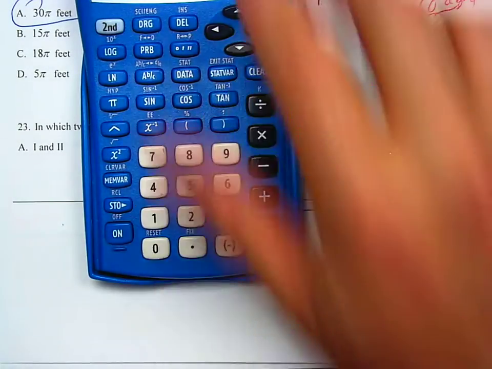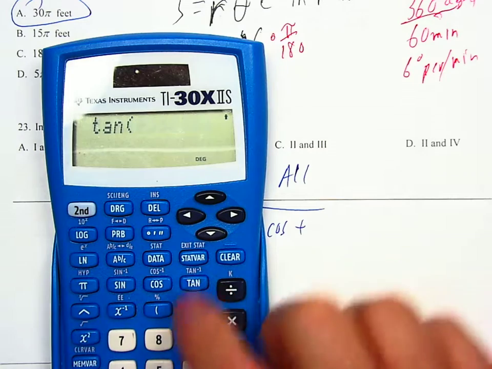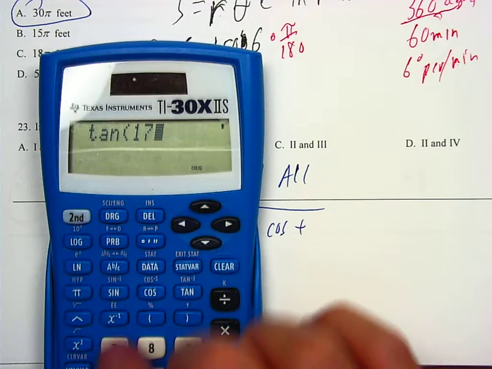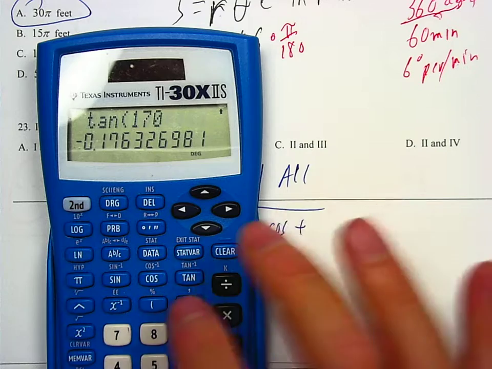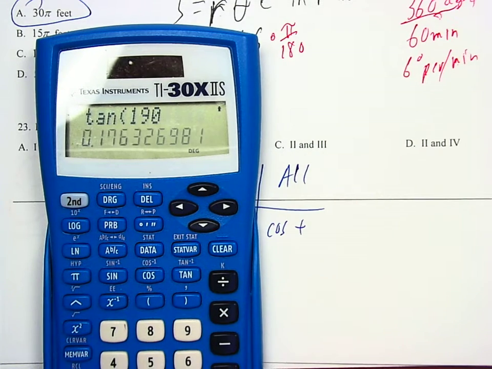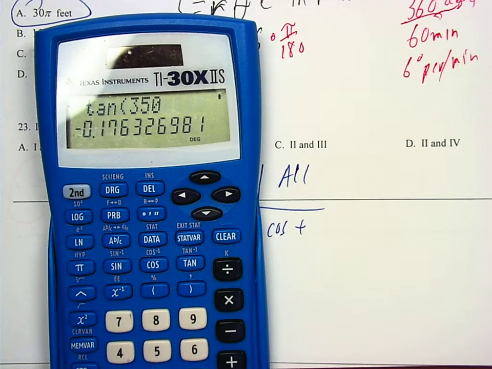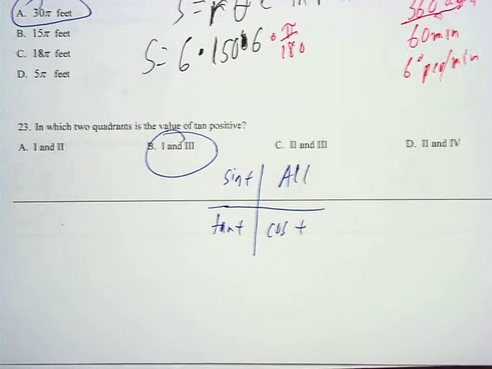Or you can verify this with a calculator. Let's go back into the degrees, so between 0 and 90. Is the tangent of, for example, 45 positive? Yes. And then I can test that angle in quadrant 2. So is the tangent of 170 positive? No. 170 is between 90 and 180, so that puts it in quadrant 2. Is the tangent of 190 positive? Yes. Tangent's positive. And is the tangent of, for example, 350 positive? No. So you can test the quadrants individually, or you can remember all students take calculus when we went over this together.